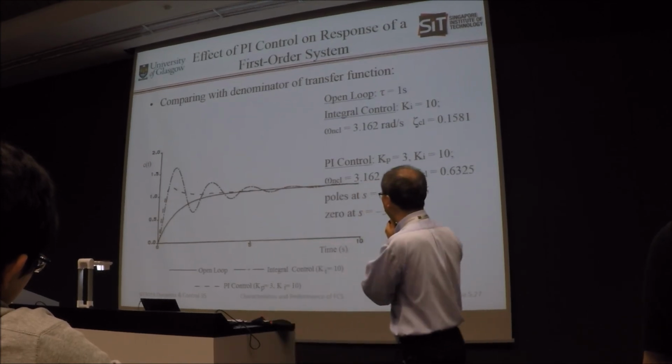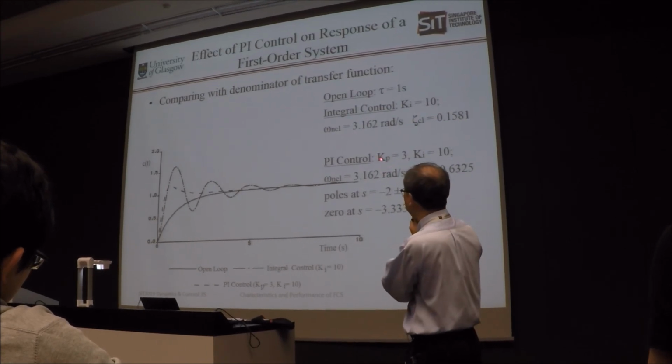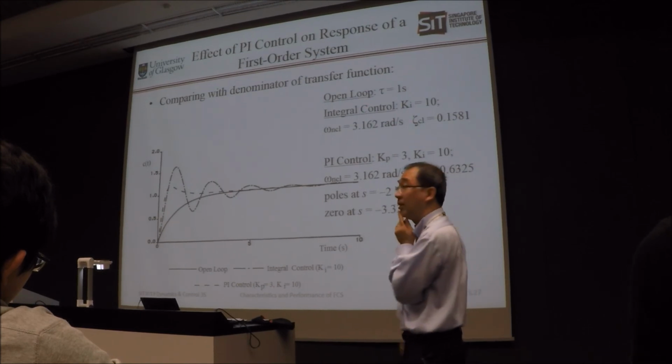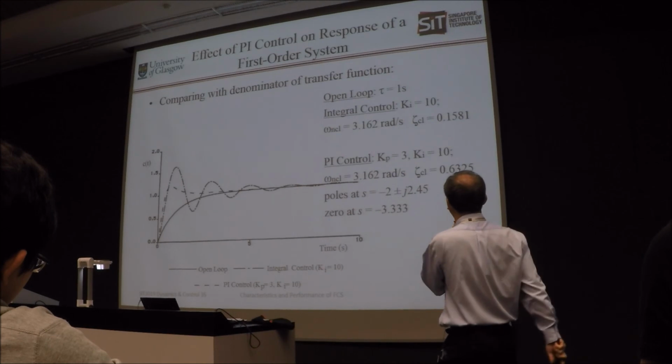But if you use your PI control, you now have a Kp of 3 and a Ki of 10. If you compare your undamped natural frequency, it is still the same, 3.162.